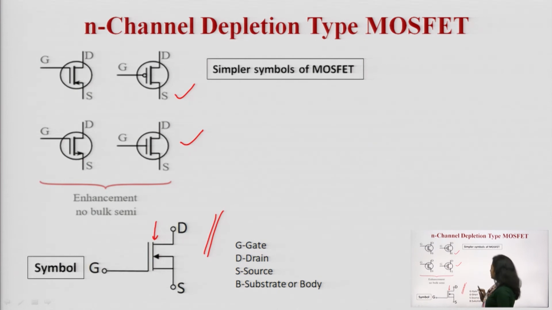So this is the symbol which you will be using in the circuitries whenever there is a requirement to design it. G for gate, D is for drain, S is for source, B is for body, and sometimes substrate, SS is also mentioned, either B or substrate. So the circuit symbol also you must remember.